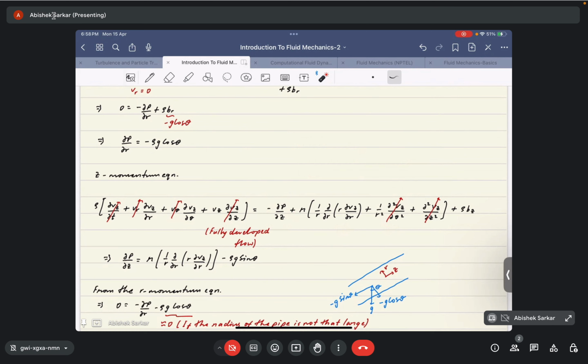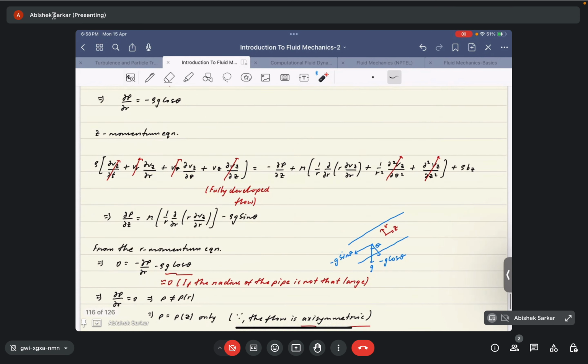So now if we take into account all the remaining terms, the governing equation that we're left in hand is dou p by dou z is equal to mu 1 by r dou by dou r of r dou vz by dou r, minus rho g sin theta. Okay, because the body force along the z direction is minus rho g sin theta, as can be seen from this diagram.